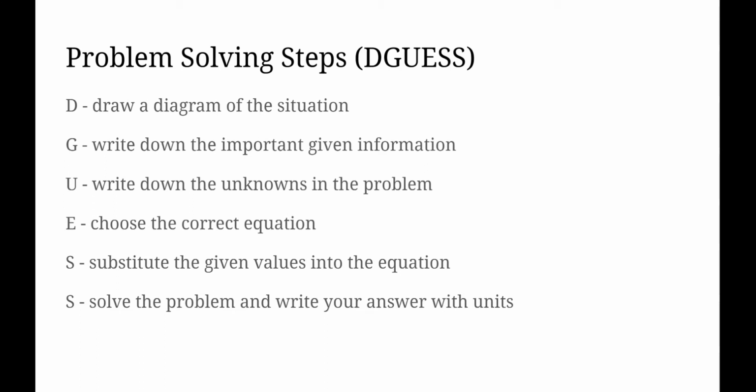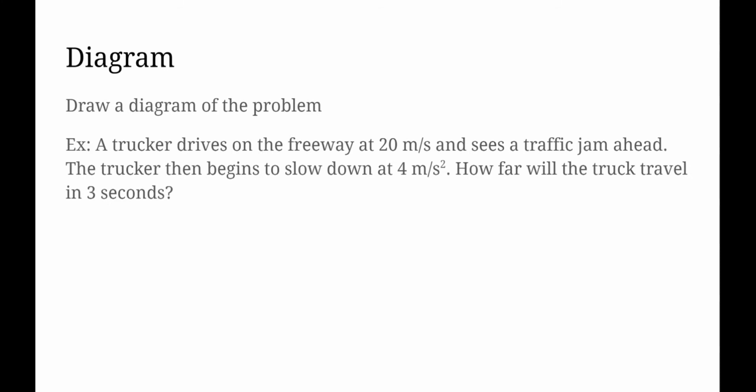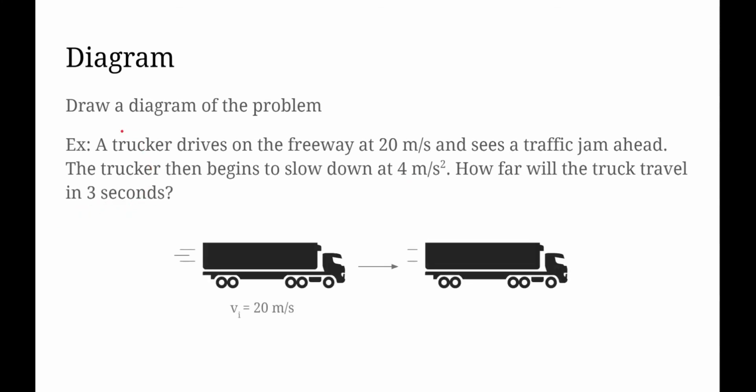So Dguess: draw, then we write down the givens, then we identify our unknowns, then we choose an equation, substitute, and solve. So here's what this looks like. If we have a problem where a trucker is driving on the freeway at 20 meters per second, they see a traffic jam up ahead, they are going to slow down. How far does the truck travel in 3 seconds? So we are going to start with a diagram. Our diagram would just look something like this, pretty easy. We have a truck, it's going 20 meters per second at the start, it's slowing down as it moves.